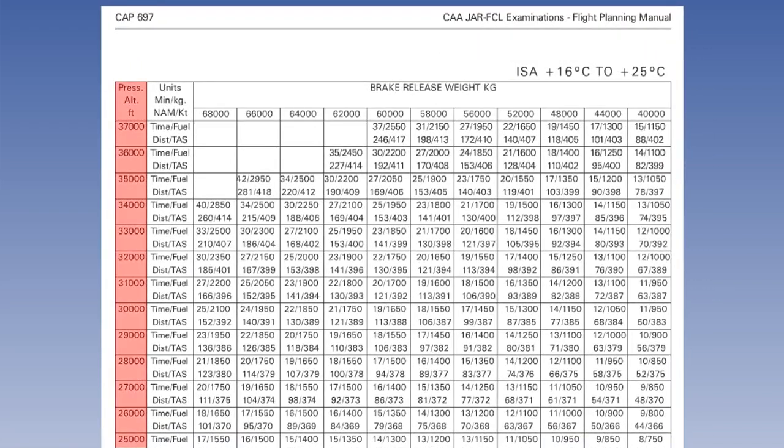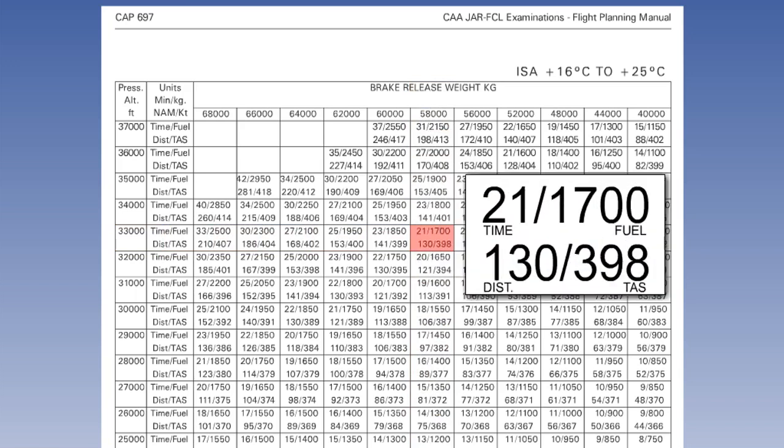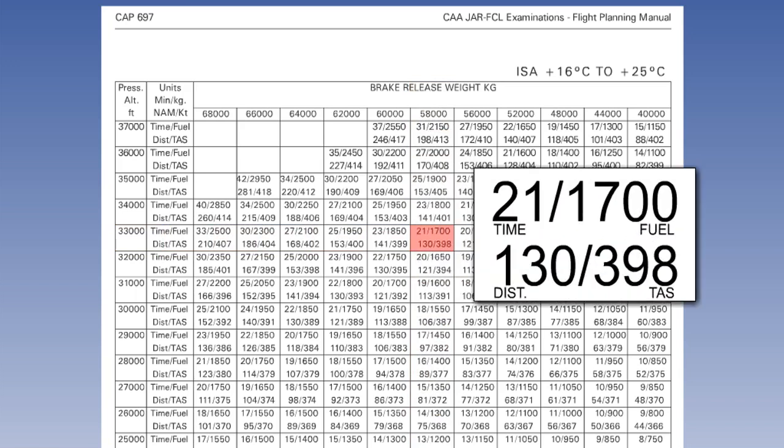To extract the information for the climb, select the table giving the required EASA deviation range. Then enter at the left-hand column with the top of climb pressure altitude. From the selected altitude, move right to intercept the brake release weight, which is shown at the top of the table. Interpolation between the weights may be necessary. From the intersection of the altitude and brake release weight, the time, fuel, distance and true airspeed can be read. The order in which these figures are read is shown in the units column at the left.